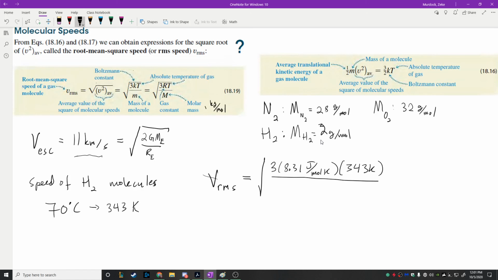And like I said, you need to divide by molar mass, but it needs to be in kilograms per mole. So if the molar mass is 2 grams per mole, that would be 0.002 kilograms per mole. Right? What is that number?